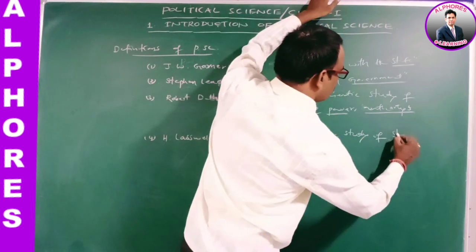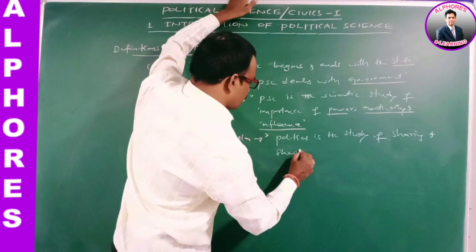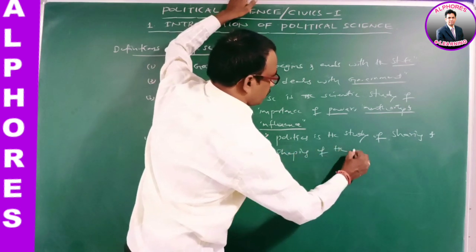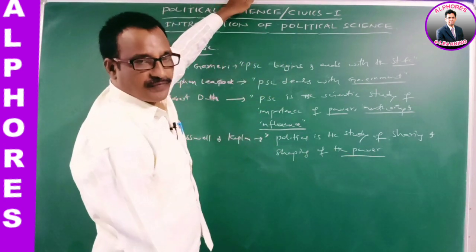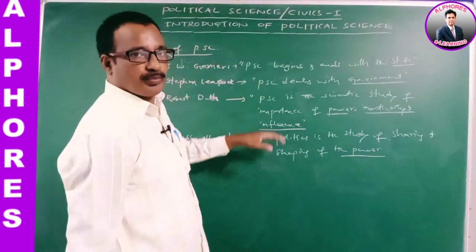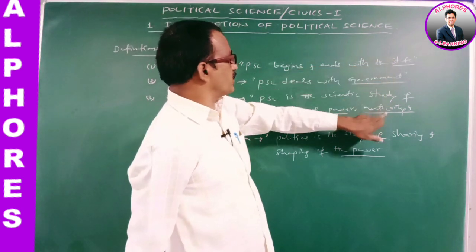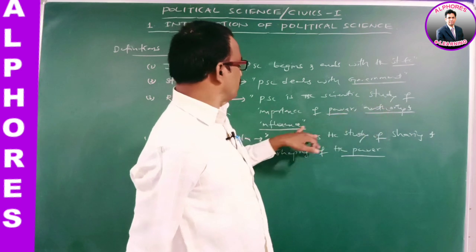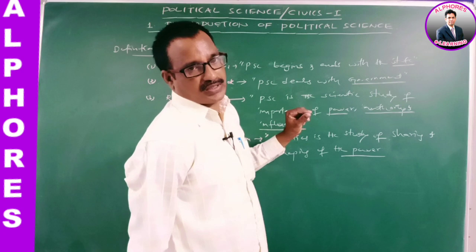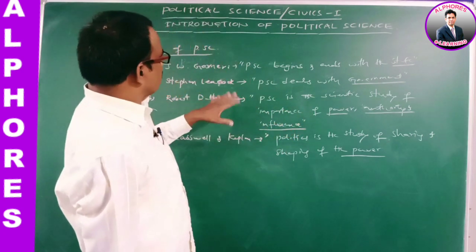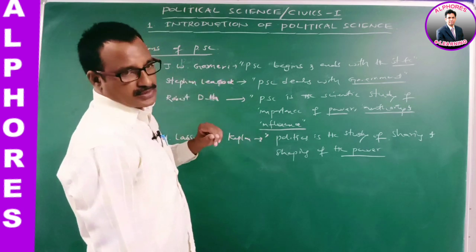Sharing and shaping of the power. So here different political philosophers have given definitions to the political science based on state, government, power, authority, influence. These are the important definitions of political science. Here, in the examination point of view, you can remember any two definitions.